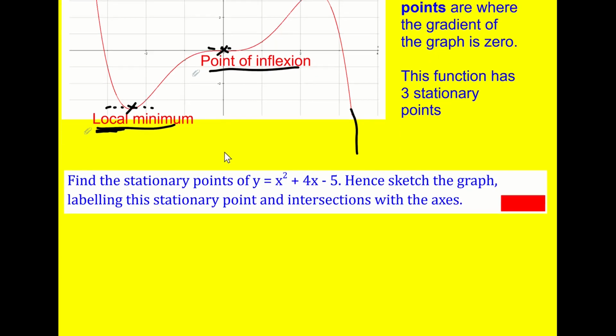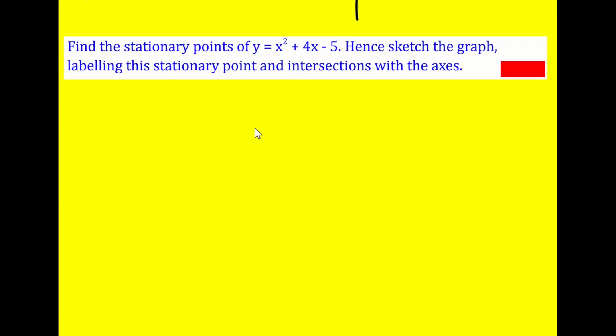Let's look at an example. Find the stationary points of this quadratic, hence sketch the graph, labeling the points and the intersections of the axes. Quite a lot to do here. First of all, let's get the stationary points. And to do that, we need the instantaneous gradient. So we just differentiate. We're going to get dy by dx is 2x plus 4.